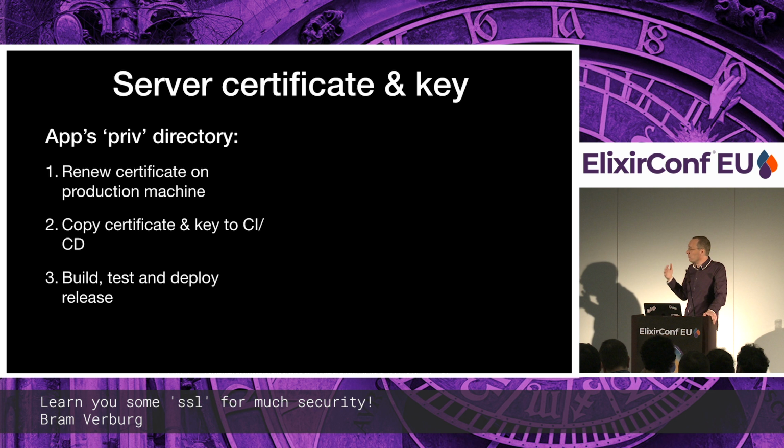Now, a few words about the certificate and key of a server. One place where you might want to put your certificate or key is in the priv directory of your application. But remember, it becomes part of your release. It gets baked into the release. So if you want to renew it, you may have to push out a new release. The same thing we saw earlier when we were talking about CA certificates as a package.